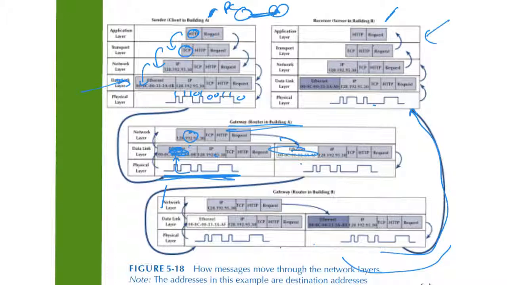The client receives the message, it opens the Ethernet, it opens the IP. The server in building B knows that it is its Ethernet, it is its IP. Then it will strip away the TCP, send it to the server, and then the process will repeat itself going back.